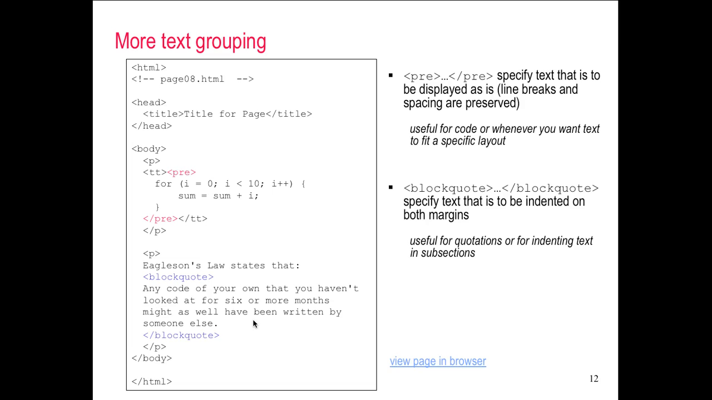Pre, P-R-E, is another one that is not used so much. That says make it into really plain text. Don't use HTML for this. Pre specifies the text that is to be displayed as is. Line breaks and spaces are preserved. It looks exactly the way it's supposed to look, like it will look like this on the screen. Don't put this on the top of your page. Put it in your document and then put it on the bottom.